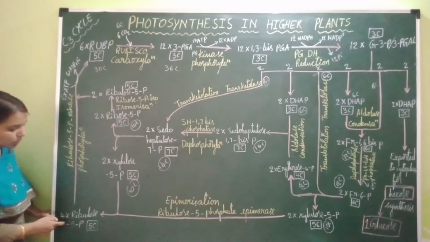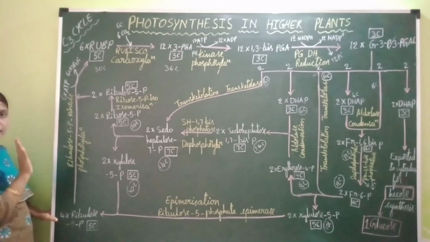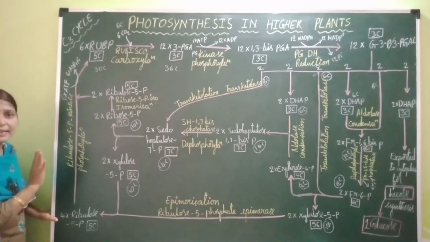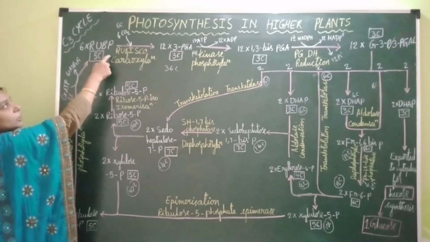Right. Now these two molecules of ribose 5-phosphate undergo isomerization into 2 molecules of ribulose 5-phosphate, which is catalyzed by an enzyme ribose 5-phosphoisomerase. Okay. Now these 4 molecules of ribulose 5-phosphate and 2 molecules of ribulose 5-phosphate, together how many molecules? 6 molecules. Together 6 molecules of ribulose 5-phosphate undergo phosphorylation, which is the final step of regeneration, into what? 6 molecules of RuBP.